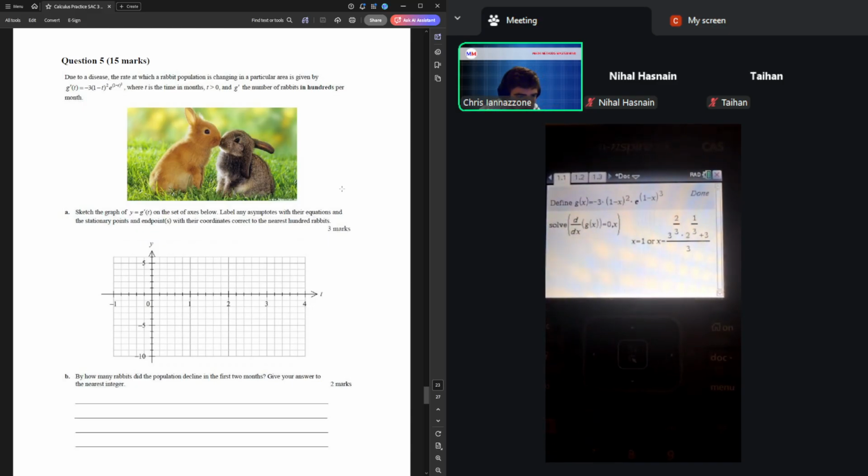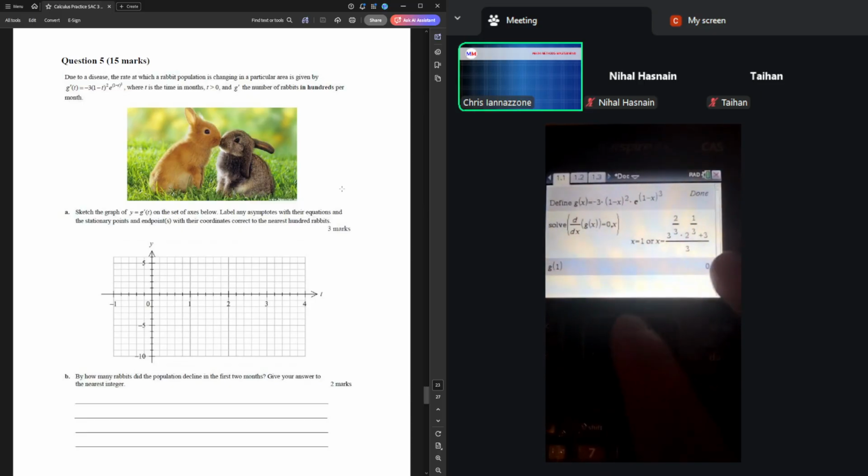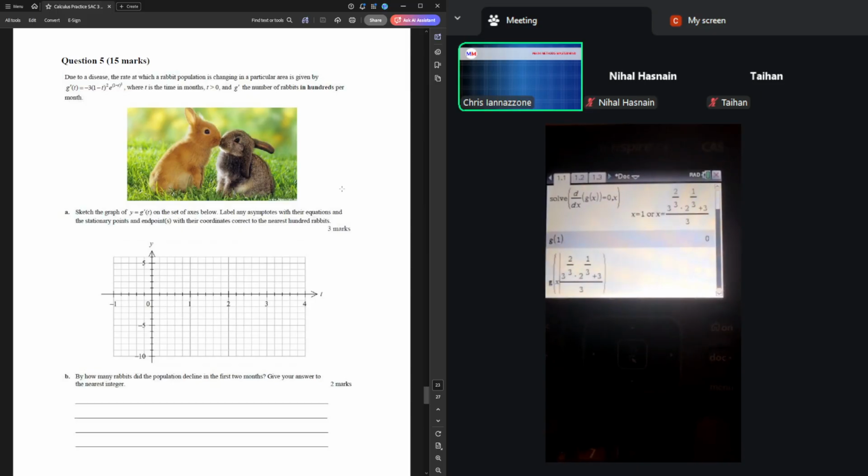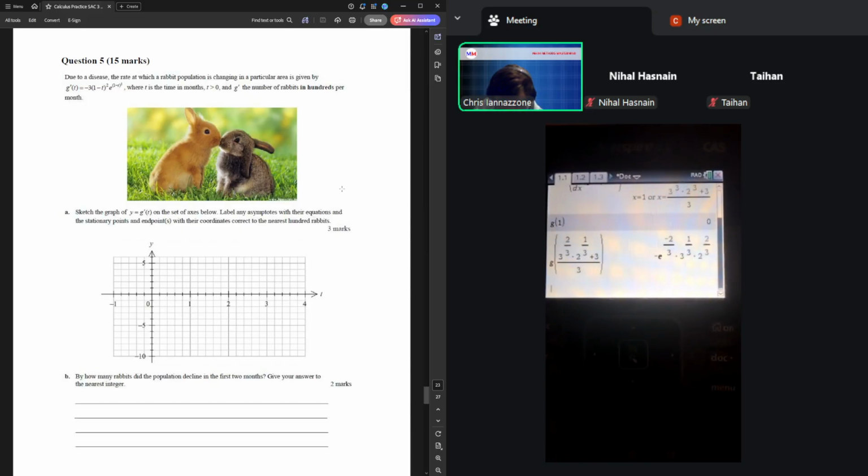One of them is significantly stranger than the other. But we need the full point. We need both the x and the y, so all we're going to do is shove it back in to get the y's as well. g of all that nonsense. And while it is a nonsense answer, it does say correct to the nearest 100 rabbits, so lucky us, we get to evaluate that.